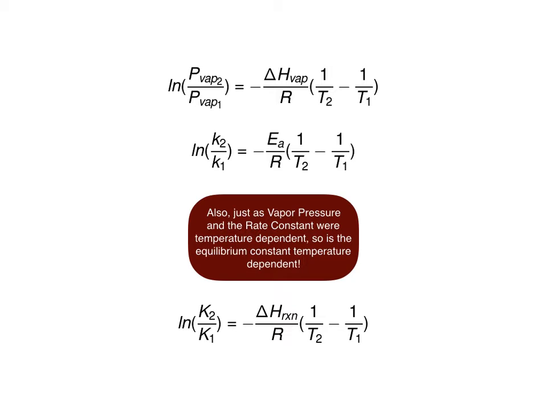This is because equilibrium is effectively a competition in favorability between the forward and the reverse reactions at a given temperature. Thus, if delta H, our enthalpy value, is positive or endothermic, a higher temperature will result in a larger equilibrium constant. However, if our enthalpy value is negative, that is an exothermic process, a higher temperature will actually result in a smaller equilibrium constant.